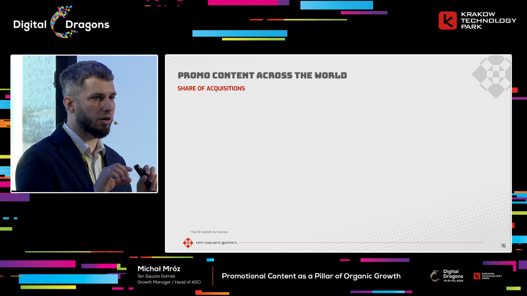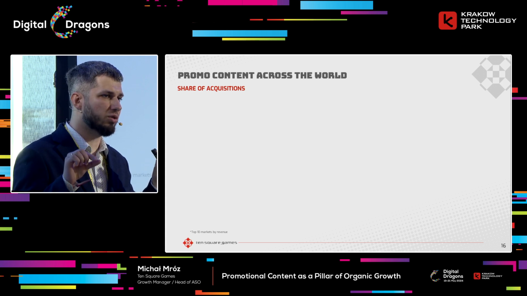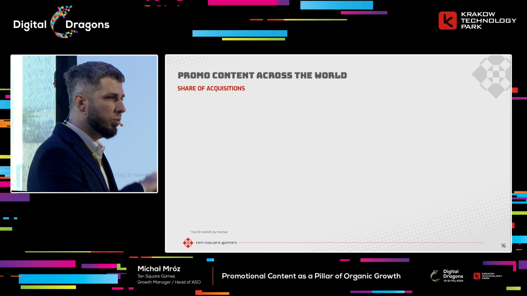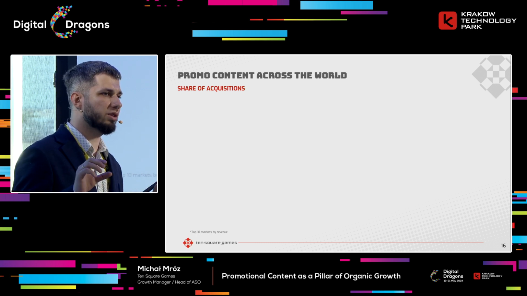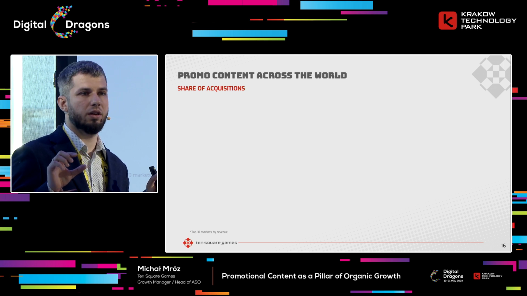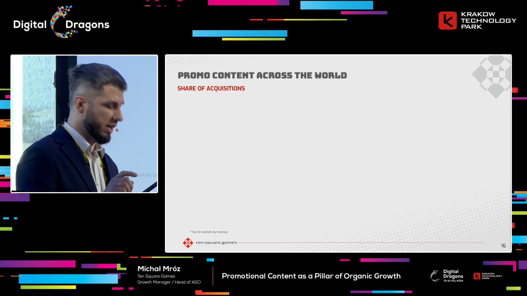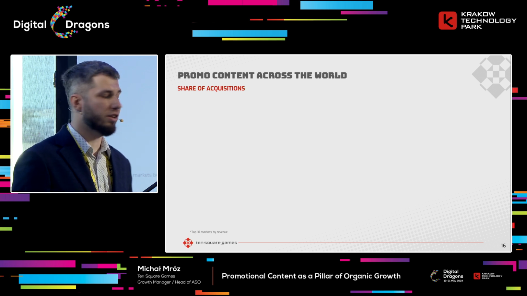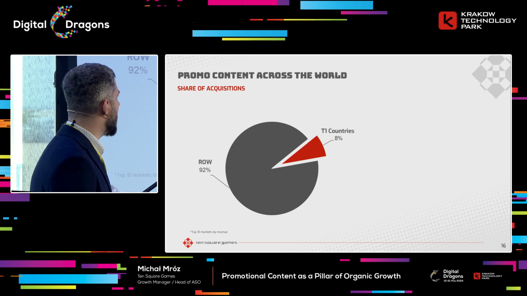So let's say we have this pool of tier 1 countries, and what do you think? How much share of users from these tier 1 countries was in the whole pool of all users? How much in percentage could come from tier 1 countries? How much? 8. Okay. Anything else? Anybody else? Okay, so the first colleague was quite right. We've got only 8% coming from tier 1 countries, and then 92% coming from the rest of the world.